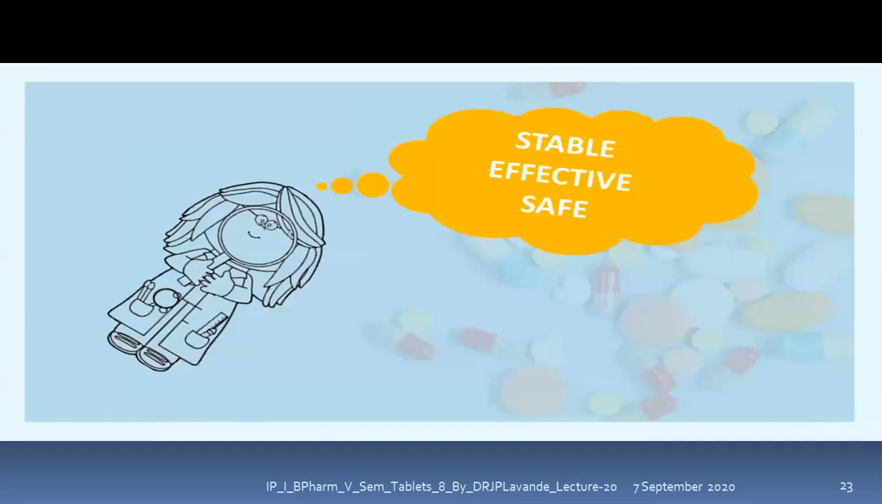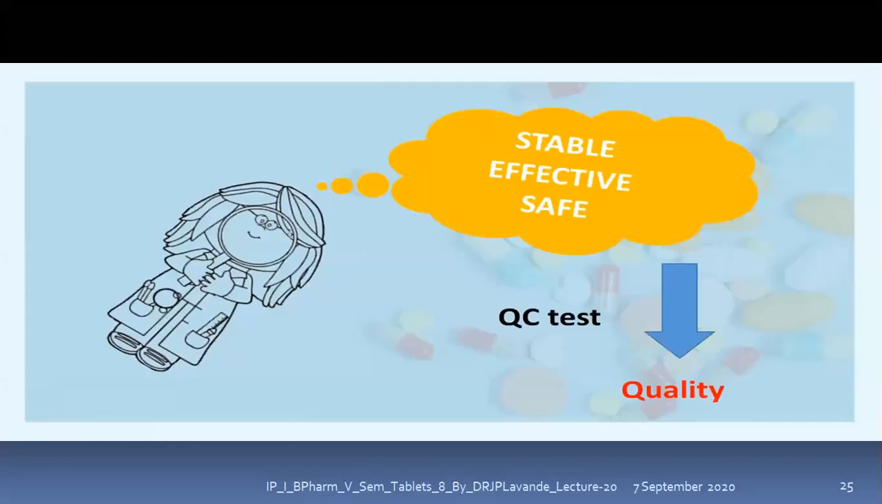Now we know what is required in order to ensure the quality, that is the stability, effectiveness and safety of the formulation. That can be determined through quality only, and quality can be assured through the tests which we perform in the quality control and quality assurance department. So these all tests are said to be the QC tests.